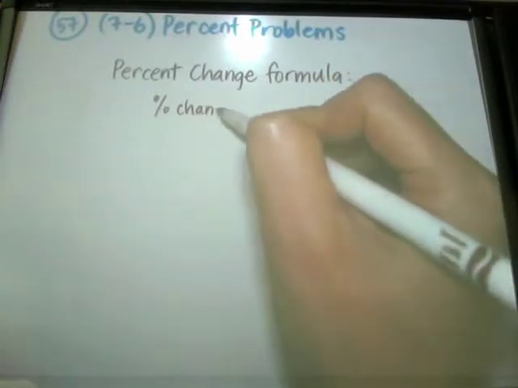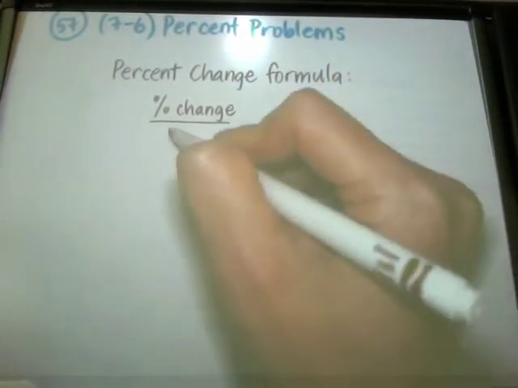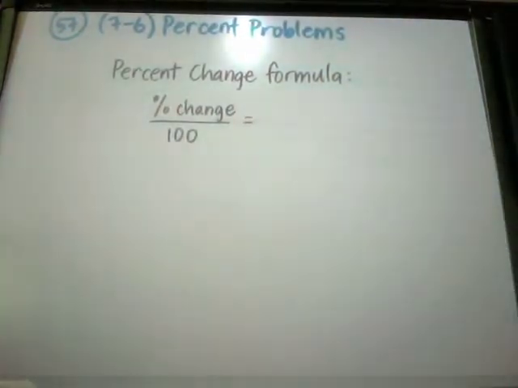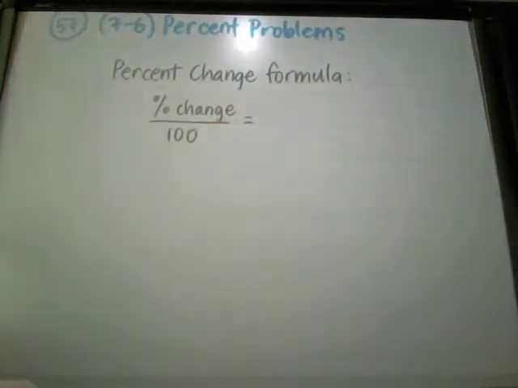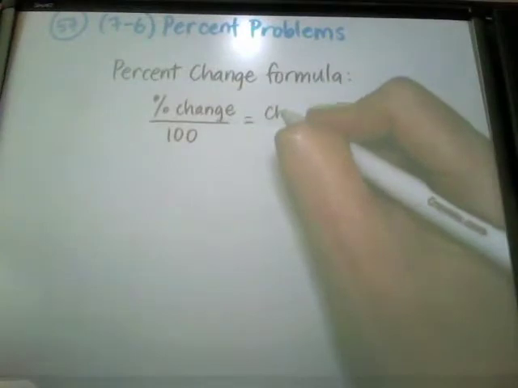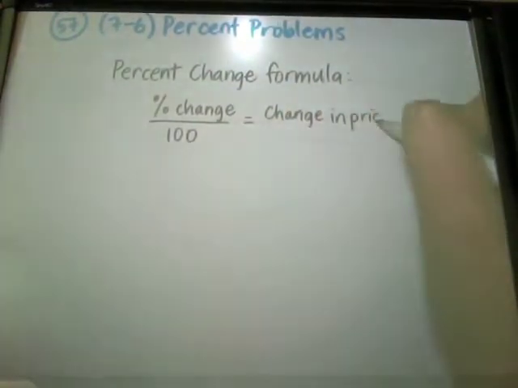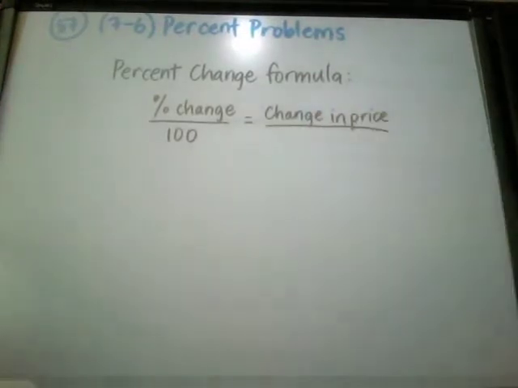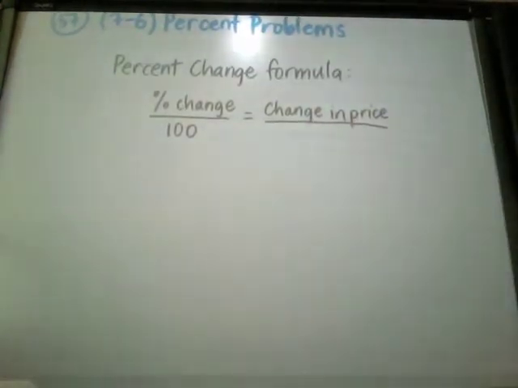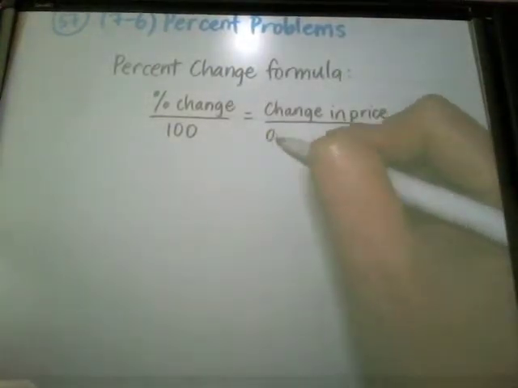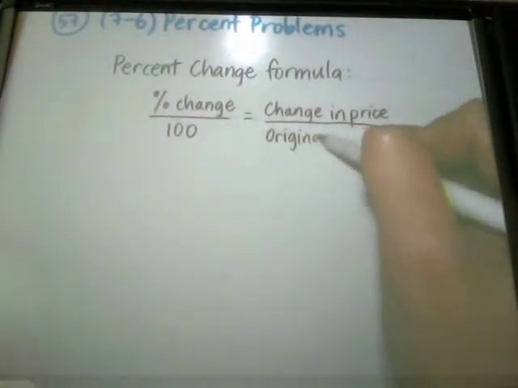percent change. Now, I'm going to add into the formula, you should know this, but we're always going to put that over 100 because percent is always over 100. So last year I don't think I put the over 100 in the formula, we just did it. So let's just go ahead and put that in there. Equals change in price. Or last year I think I called it amount of change, but here maybe these words will help a little bit. Change in price over original price.